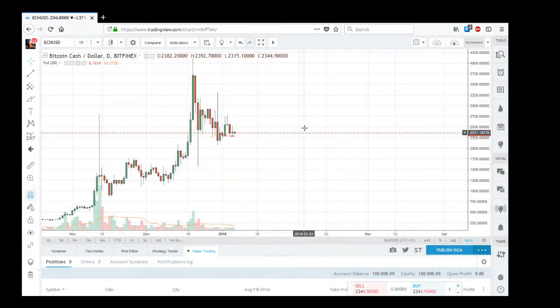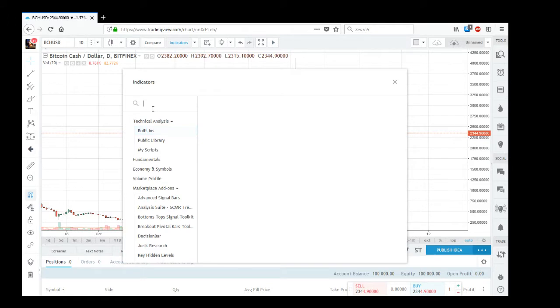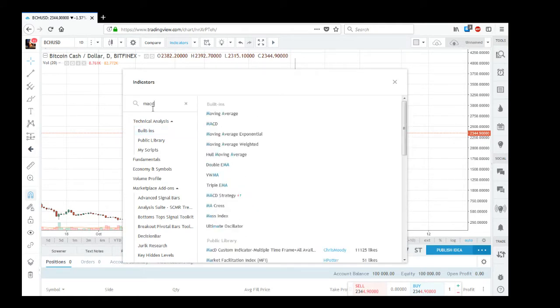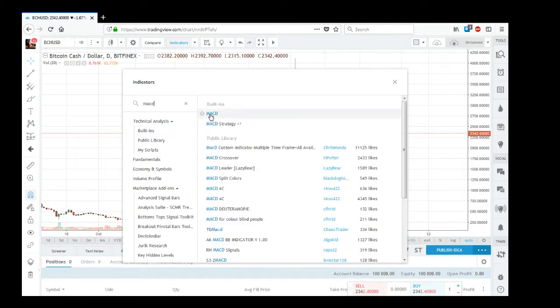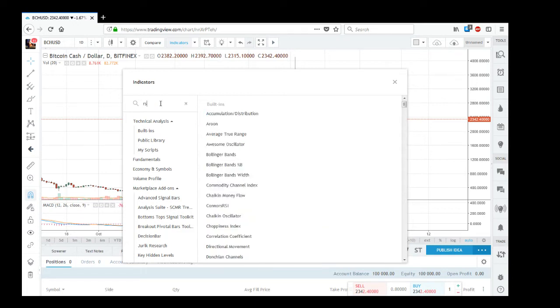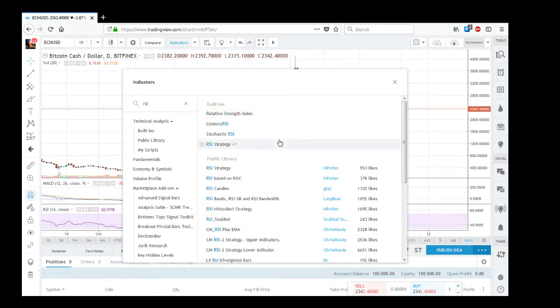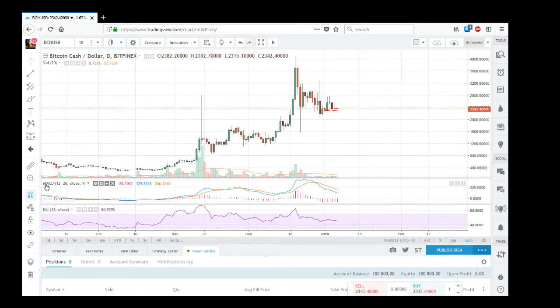Okay, so we want to get some tools. I'm going to show you some tools, and the first ones we want to use are some indicators. So we're going to use MACD, M-A-C-D, which stands for moving average convergence divergence. And the other one, you don't have to close the window down, you can just put the next one straight in: RSI, Relative Strength Index. Okay, so here's our two tools.